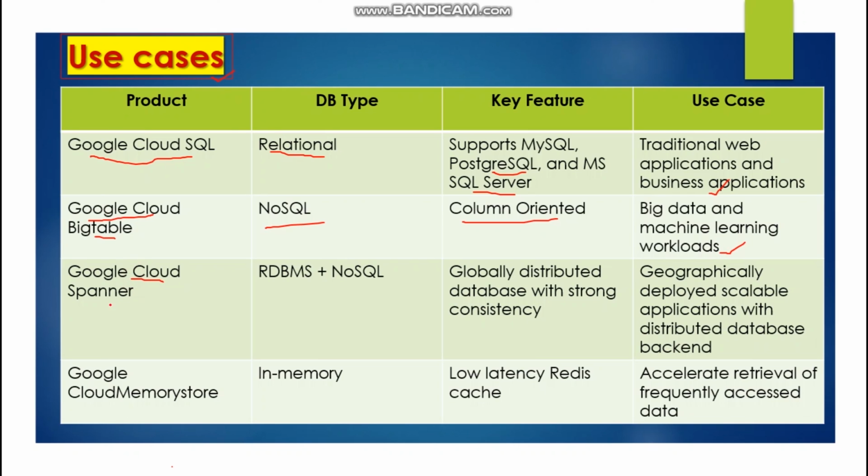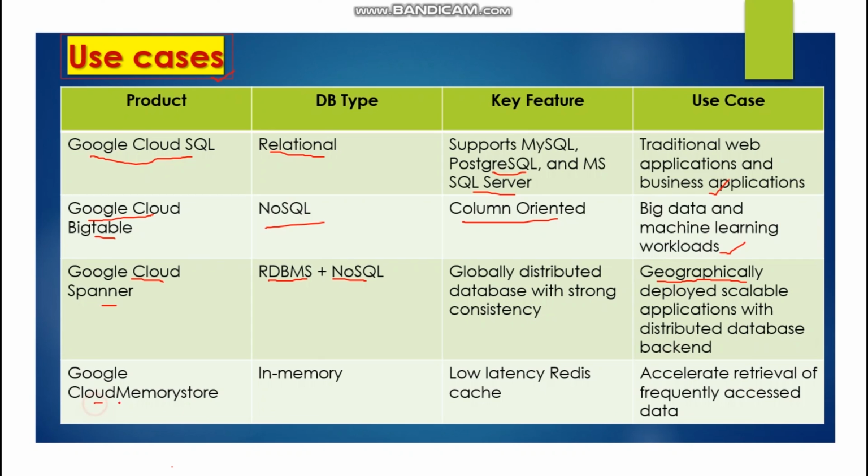Then there is a Cloud Spanner, which is basically RDBMS plus NoSQL, because it can be launched many different geographical regions and it can be easily scaled. So you can use it for the application which is distributed globally.